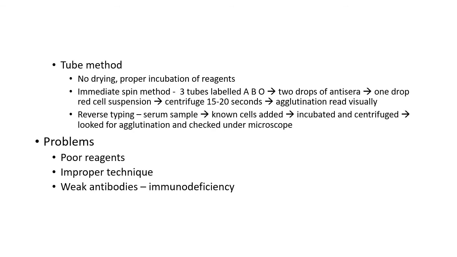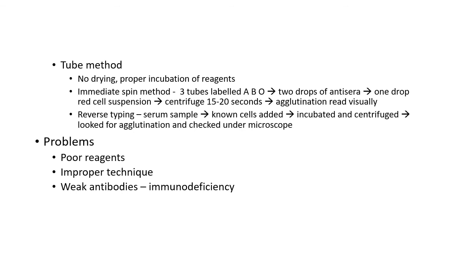Here, 3 clean dry test tubes are taken, labeled as A, B and O. 2 drops of antisera are added to the pre-labeled tubes accordingly. That is, anti-A is added to the tube labeled A. 1 drop of red cell suspension is added to all the 3 tubes, and the test tubes are centrifuged for 15 to 20 seconds. The agglutination is read visually.